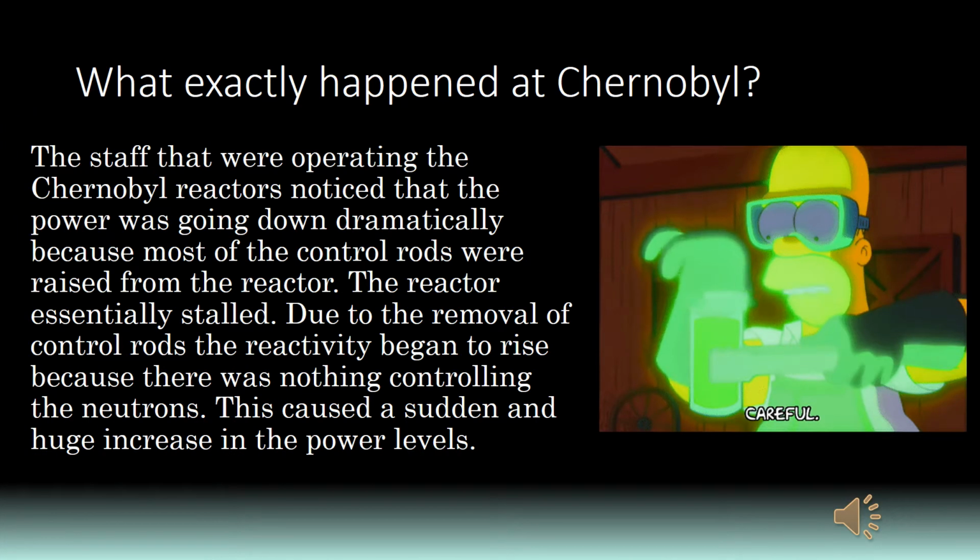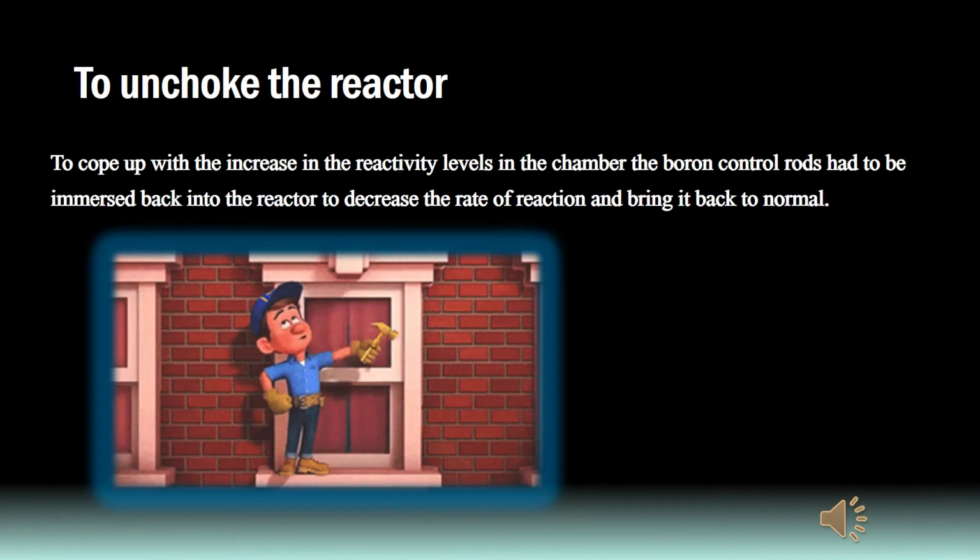The staff that were operating the Chernobyl reactors noticed that the power was going down dramatically because most of the control rods were raised from the reactor. The reactor essentially stalled. Due to the removal of control rods, the reactivity began to rise because there was nothing controlling the neutrons. This caused a sudden and huge increase in the power levels. To cope with the increase in the reactivity levels in the chamber, the boron control rods had to be immersed back into the reactor to decrease the rate of reaction and bring it back to normal.